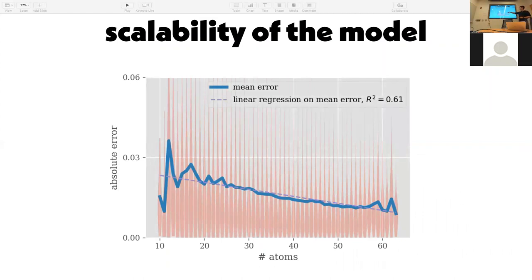This red zigzag is just a very ugly version of a violin plot. The reason we think it is decreasing might be a bias in our data set, because when you do your DFT calculation, if you have more aromatic rings in your molecule, then it could be more accurate. And if you have more rings, it tends to be heavier.